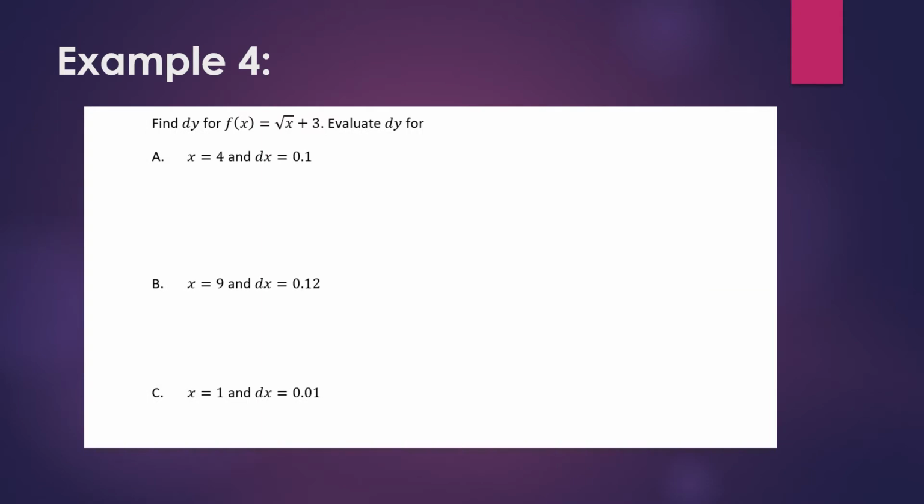Example 4. So this is just like our other example. They say that f of x is the square root of x plus 3, and they want us to find and evaluate for dy. So in A, they're telling us that x equals 4 and dx is 0.1.